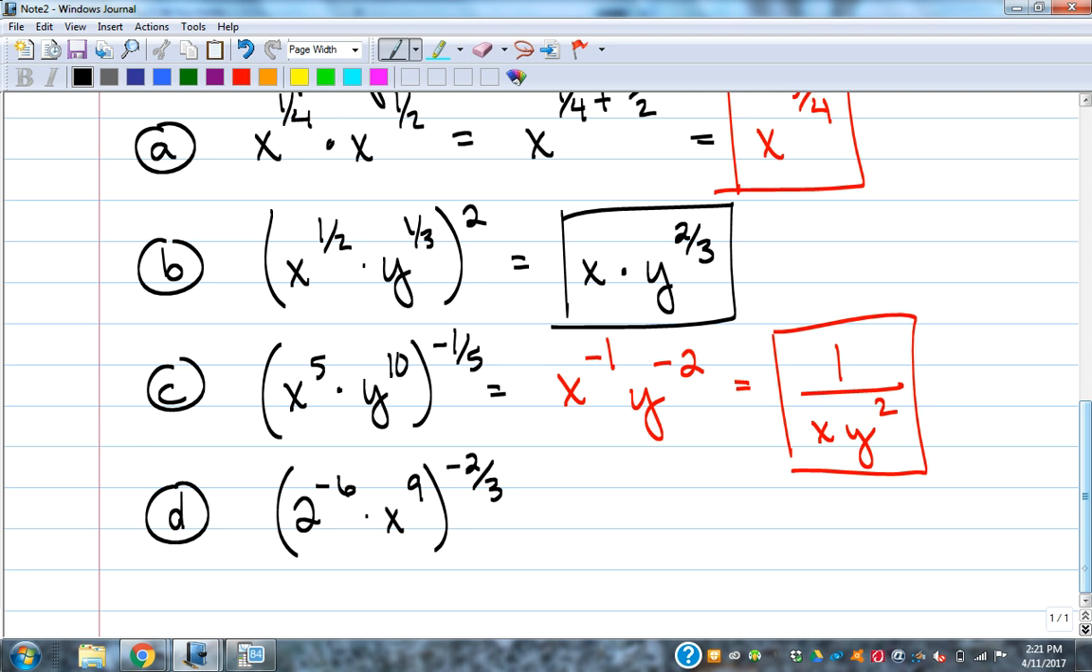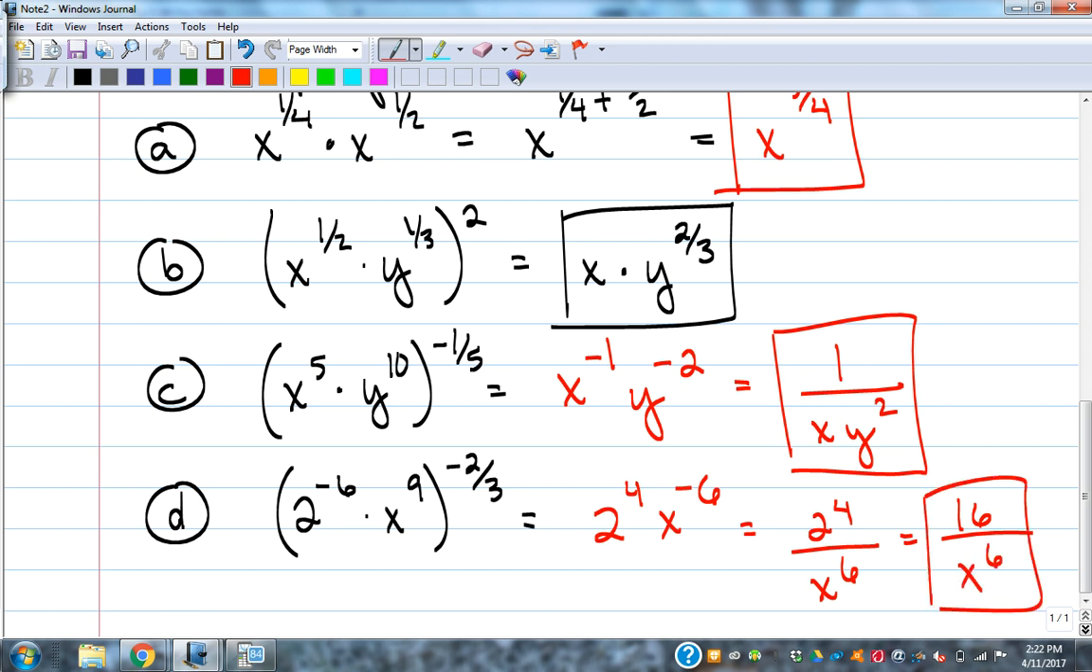Negative 6 times negative 2/3 would be 2 to the positive 4, and then x to the negative 6. Now, which one of those has to move? The x has the negative exponent, so it's the only one that moves. So 2 to the 4th stays up top, and x to the 6th goes to the bottom. And what's 2 to the 4th power? 16. So we could go ahead. That's not a really big number, so you could go ahead and work that out.